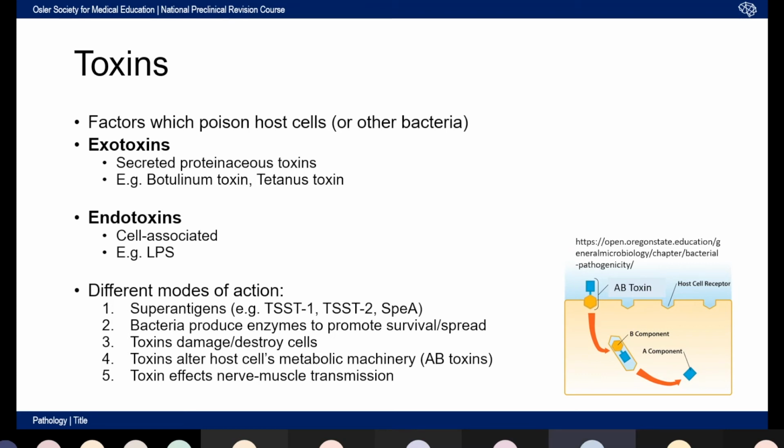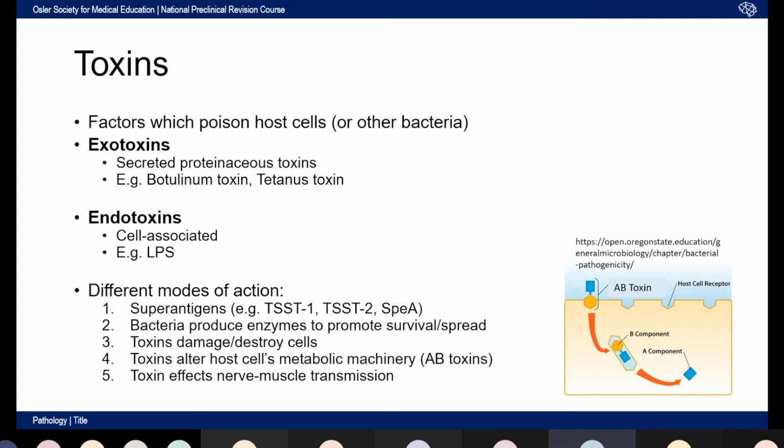And then the toxins can alter host cells' metabolic machinery, and this is often AB toxins that do this. So AB toxins have 2 subunits. A is the active component, while B is a binding component that's needed to bind to the host cell. So it targets the host cell, I guess. And then when the binding of the B subunit occurs, the A subunit, or the whole toxin receptor complex, is taken into the cell by endocytosis, and then the A subunit becomes activated. Examples of these are diphtheria toxin and cholera toxin.